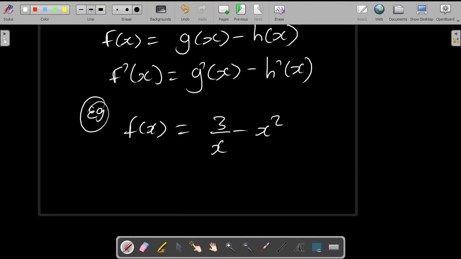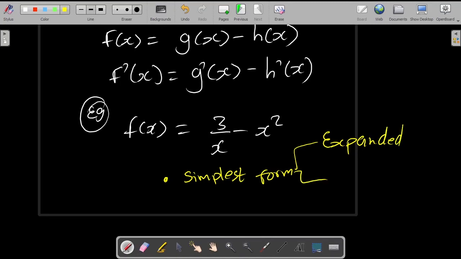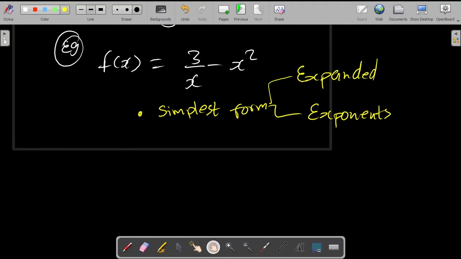Now the first question is, how do you approach such a question? So here's my advice. First, make sure that the functions which you want to differentiate are in the simplest form, right? Which basically means that they're expanded as much as you can. And make sure that from your functions, you can basically see the exponents, because you might want to use the power rule in most cases.